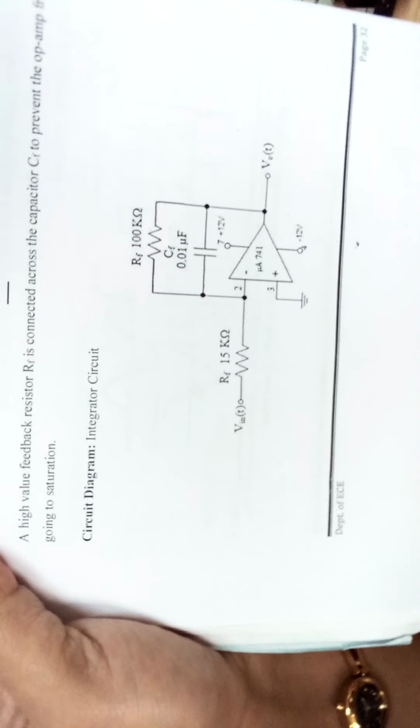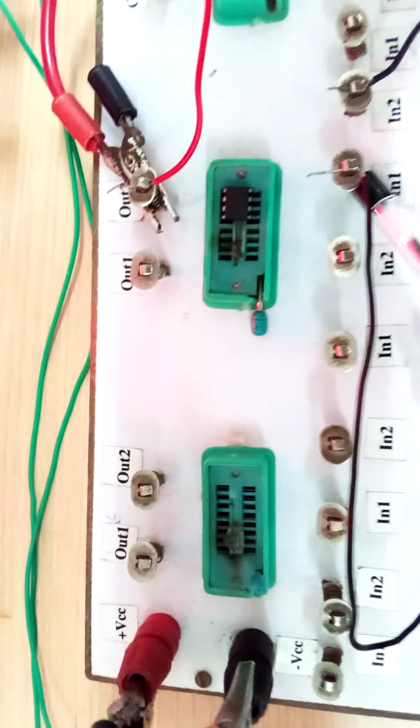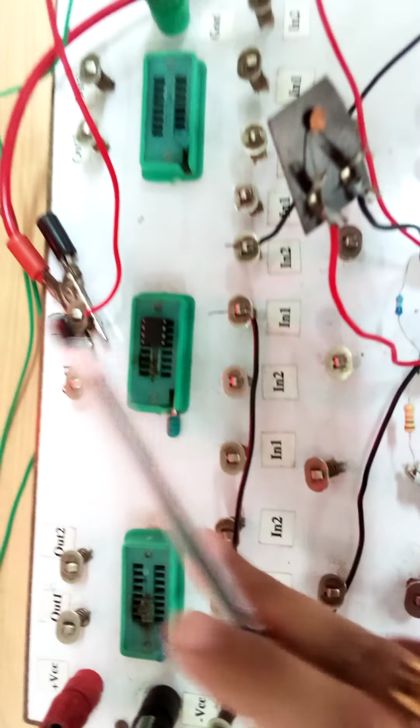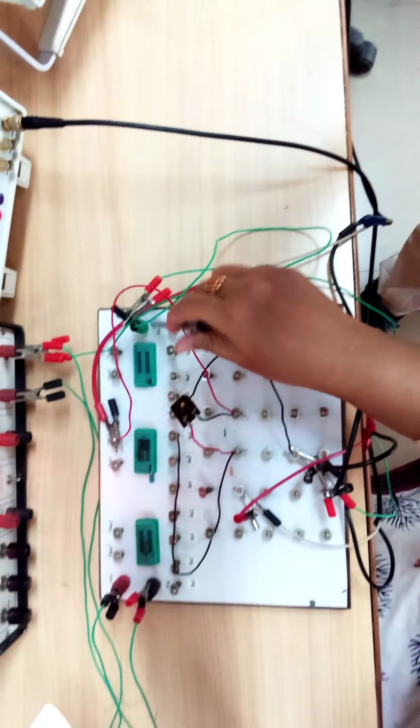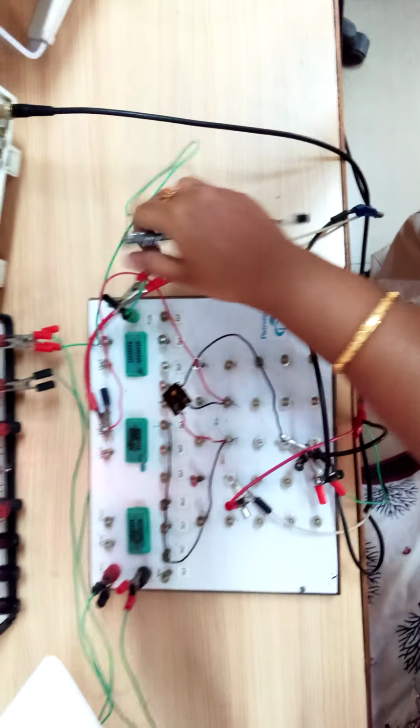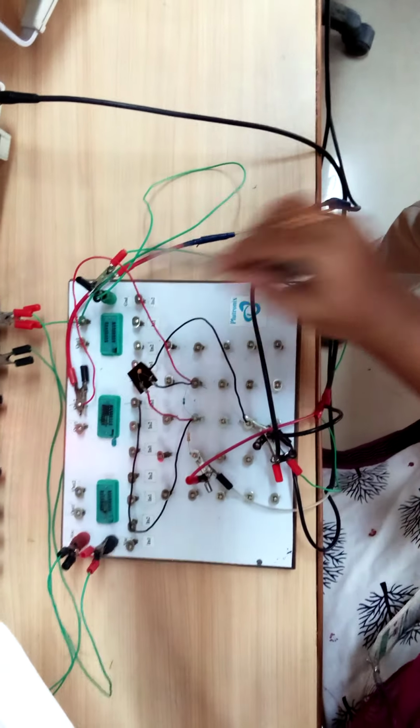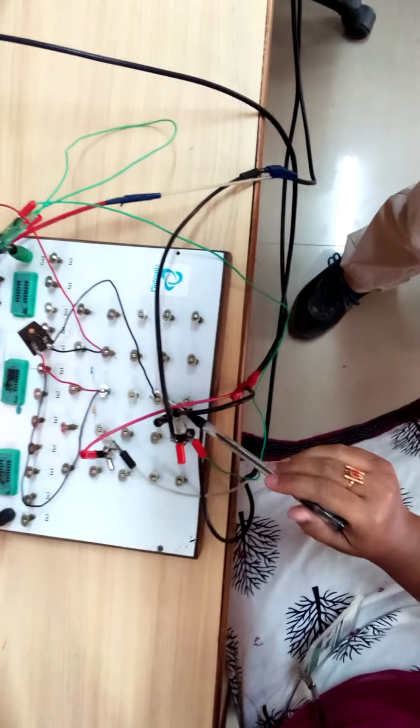So here is the circuit of the integrator. It consists of an op-amp IC, which I have inserted in this socket. For this socket, pin number 2 is here, pin number 3 is here, and pin number 6 is here. Plus VCC, plus 12 volts, I have connected here, and minus 12 also here, and ground I have connected to this ground terminal. One more crocodile clip you have to connect from ground to the common ground of the circuit.